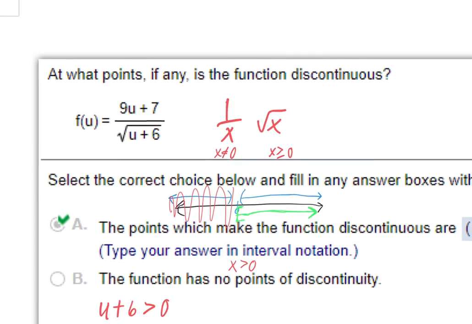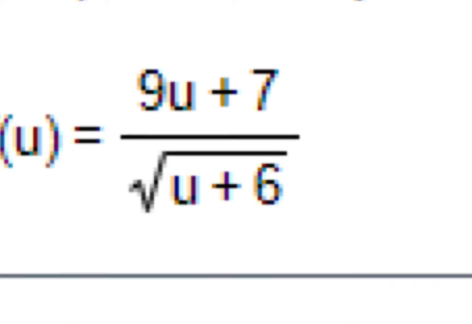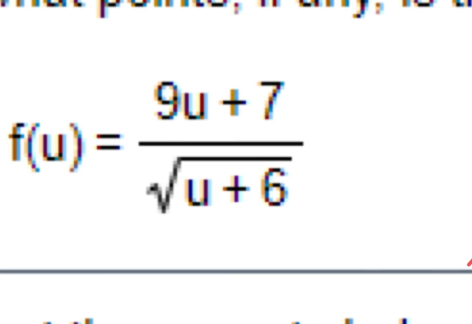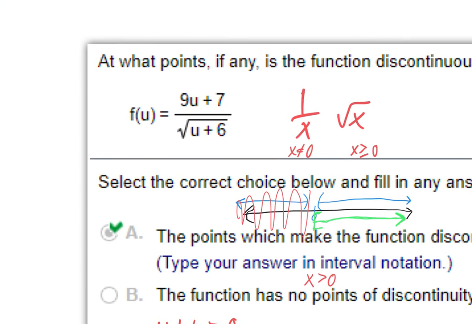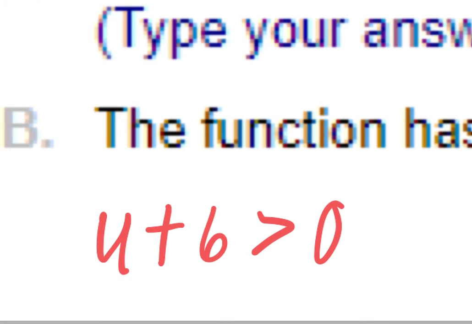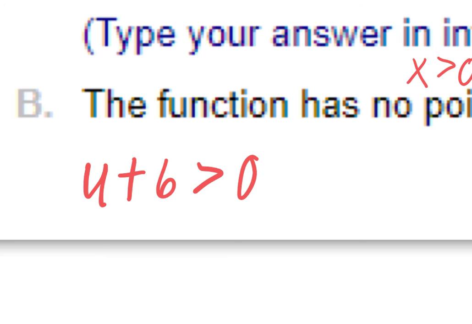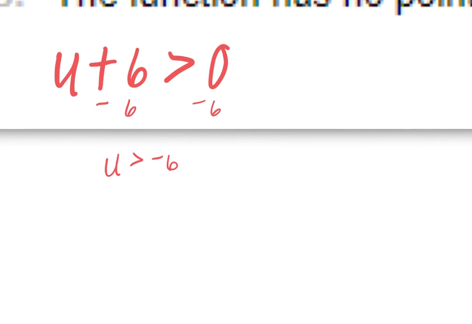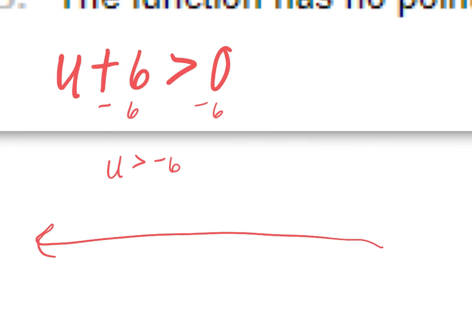All you need to do is memorize. If you have this problem with a square root denominator, take that denominator, the inside of that root, and set it up like this. That's all you need to remember. Okay? So to solve it, subtract 6. U is greater than negative 6. Let's graph that really quickly.